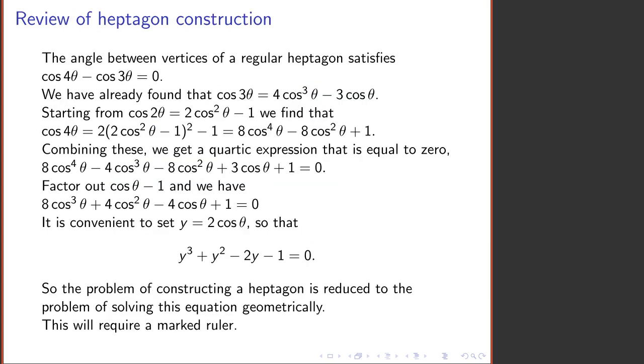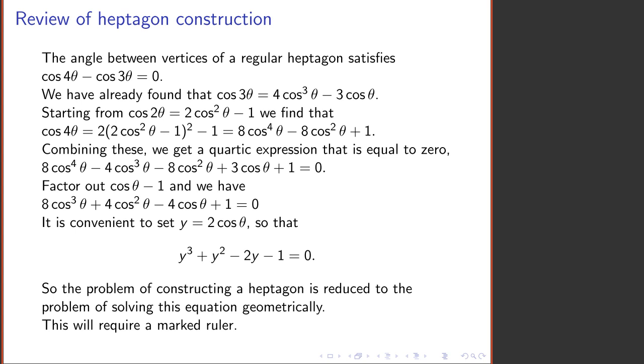Now let's tackle the heptagon problem. I've discussed this in some detail in a previous video. What we want to do is say that for the angle theta that we want between 2 vertices, the cosine of 4 theta and the cosine of 3 theta are equal, so their difference is 0. I use a trig identity to substitute for cosine 3 theta. I use another trig identity to substitute for cosine 4 theta.